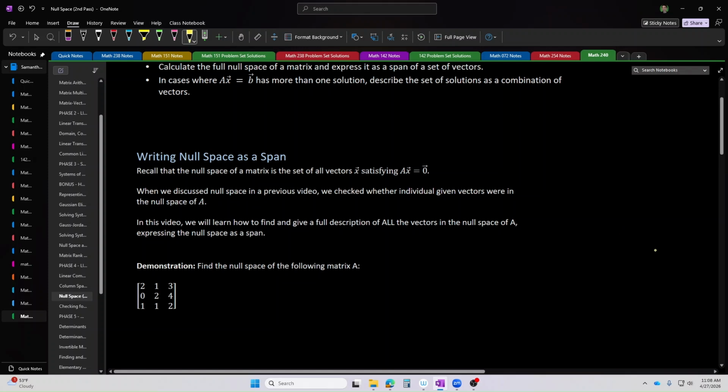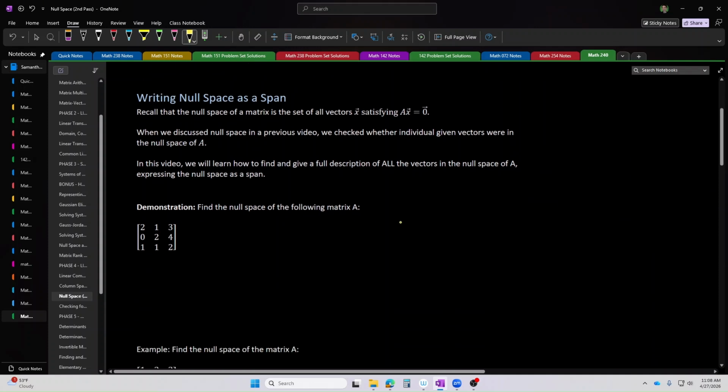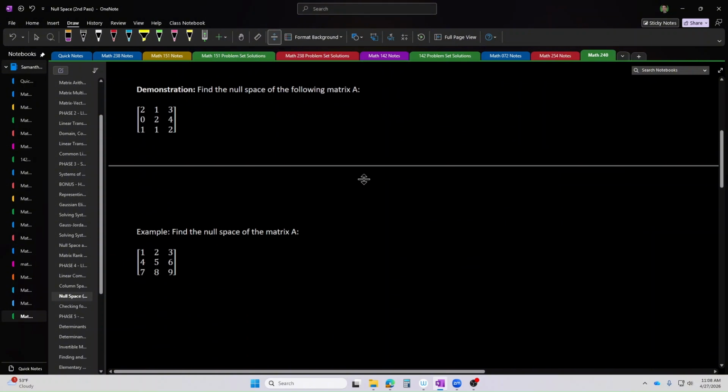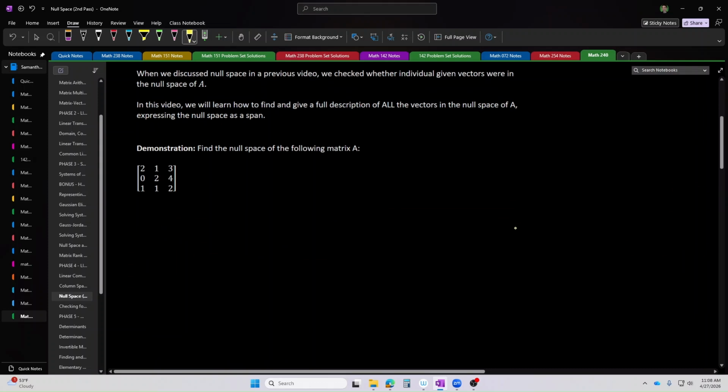But if you're in a situation where your matrix A has a larger null space than that, if there are other vectors that your matrix A destroys, then we can describe the null space of the matrix as a span of a finite set of vectors. And let me just demonstrate that process to you in the following example.